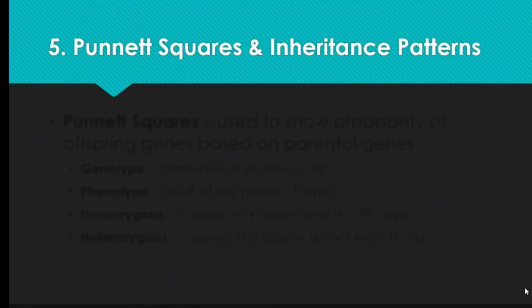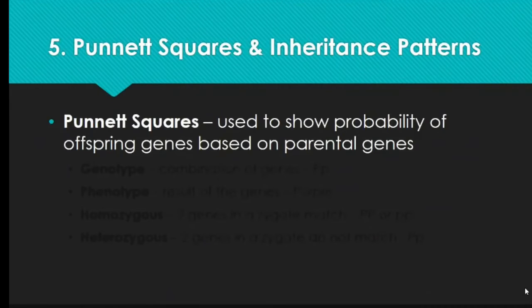Finally, our last topic is Punnett squares and inheritance patterns. This is actually a really big topic, but we're going to do a little bit of it. So if you remember, a Punnett square is a diagram that helps to show the probability of the genes an offspring will receive based on parental genes.